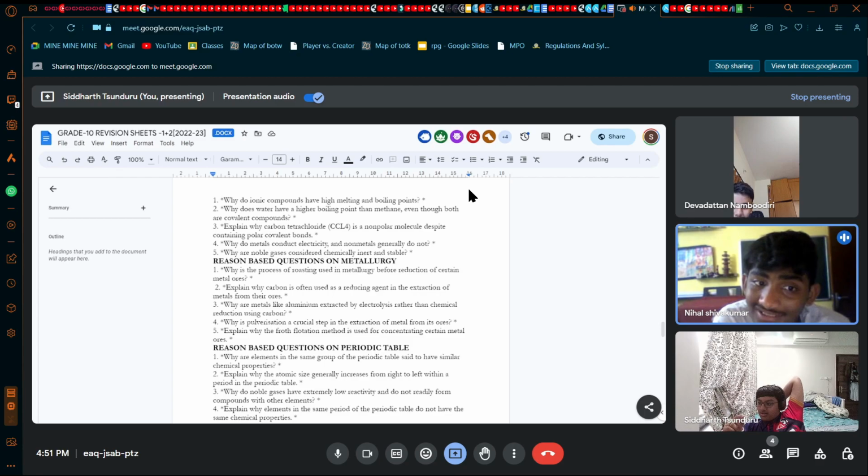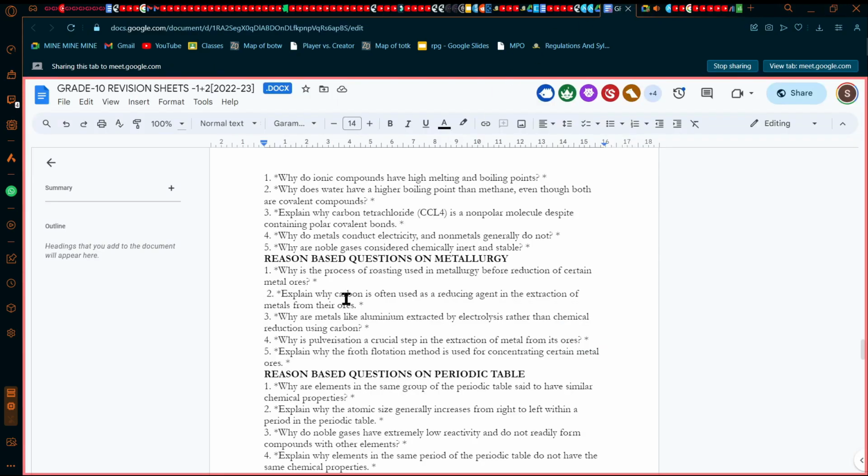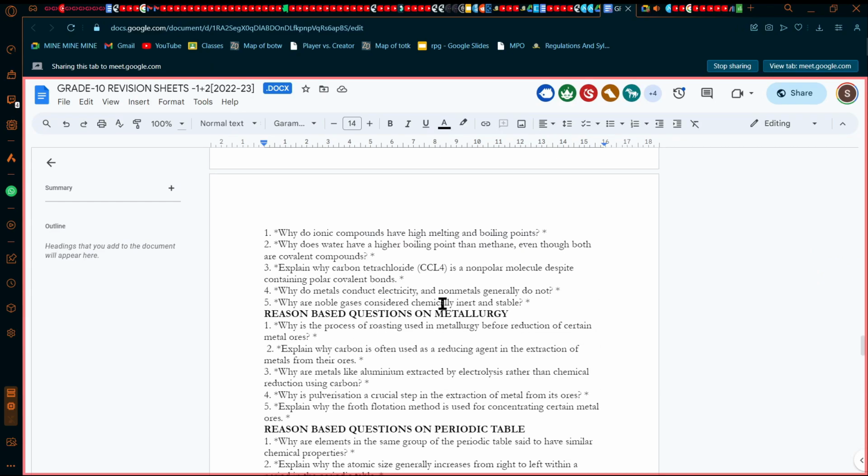Why is noble gas chemically inert? Because they're chemically inert. Wait, this is the actual question: why are noble gases considered chemically inert and stable? Because they are. This is a mania level doubt that you'll only see in this paper.